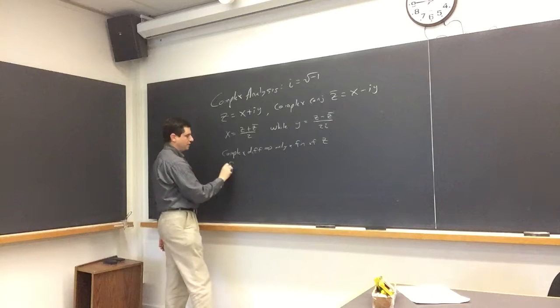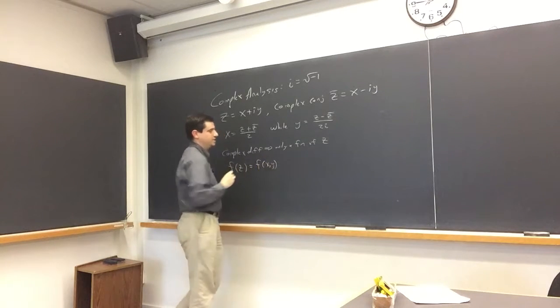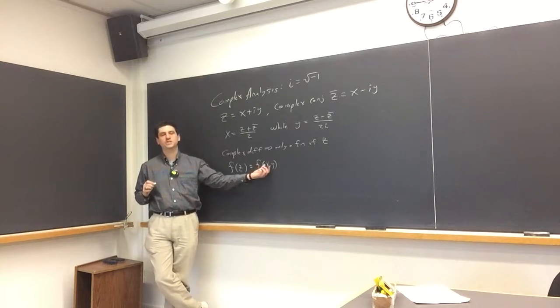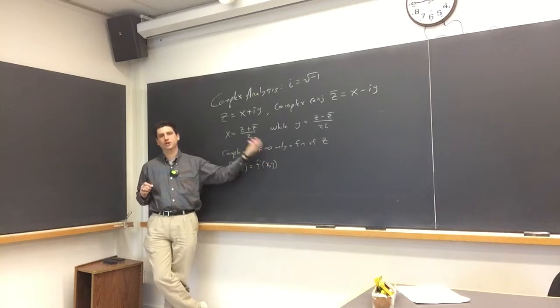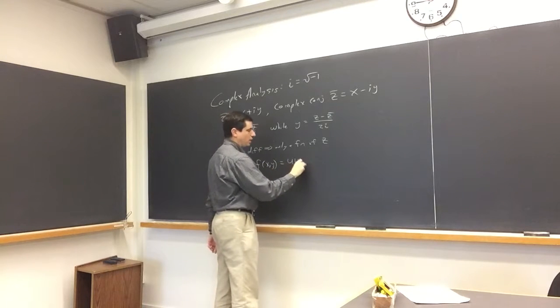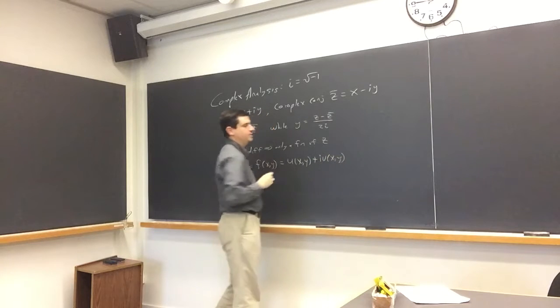Now, if I give you some function f of z, I can regard this with an abusive notation as a function of x and y. I really shouldn't be putting this in as a pair here. I should really write it as x plus iy. This is a common abusive notation. And we'll often write u of x,y for the real part plus i v of x,y for the imaginary part.